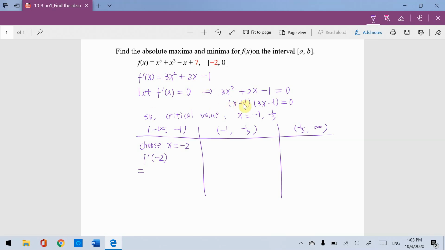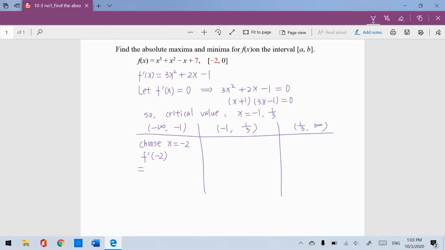So negative 2 plus 1 is negative, right? You don't need to get the exact answer. We just want to know greater than 0 or less than 0. So negative 2 plus 1 is negative, negative 2 times 3 is negative 6. So negative times negative, we know this is positive. This is the derivative, not the original function f of x. Since the derivative is greater than 0, the original function f of x is increasing.